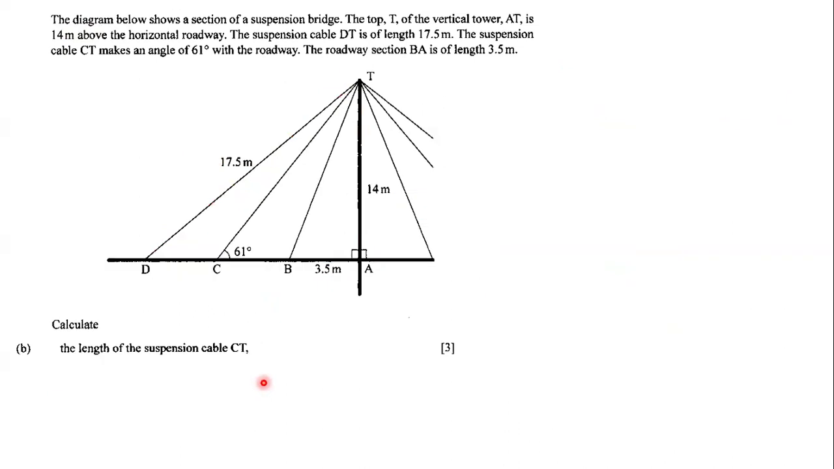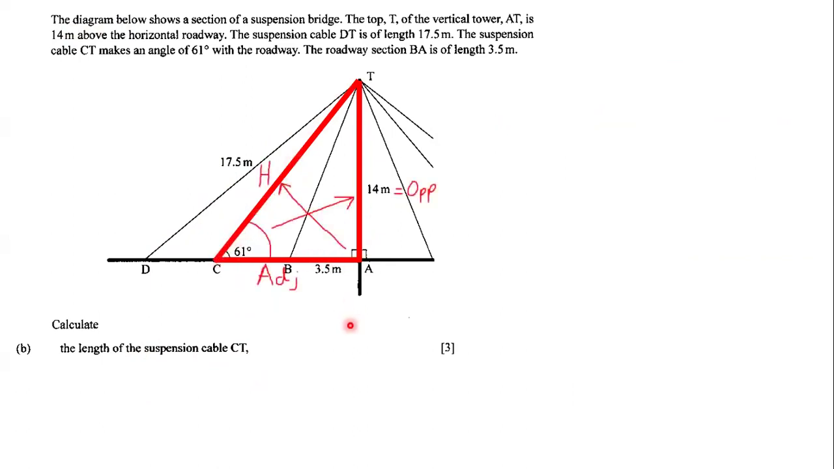Next, we have to determine the length of the suspension cable CT. All right, notice that we have CT right there. So this is CT. And what we're looking at is this particular triangle right here. We're really focusing on this side, CT, but I highlighted this triangle so that you can know what triangle we're looking at.